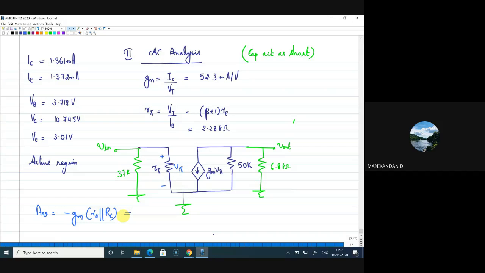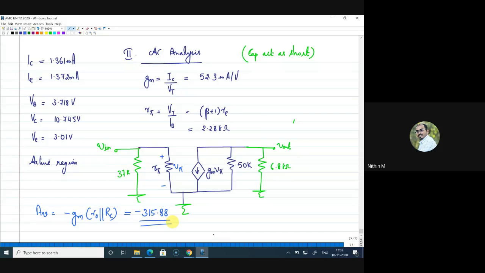Can you tell me the final answer for this voltage gain? Is it minus 313.363? Any other answers? Minus 315.88. Yes, minus 315.88. 313 is also right. Whatever you get within the range of 310 to 315 or 320 should be fine. So this is AV. Now what are the other two parameters we need to find?